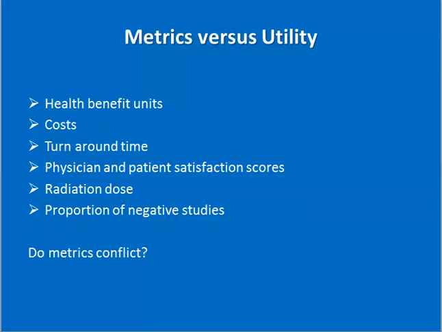When one makes comparisons between the United States and other westernized countries about the delivery of the healthcare and the outcome, this is a metric that is often used. There are other metrics, such as costs, and for imaging, turnaround time of report, physician and patient satisfaction scores, radiation dose, and probably increasingly proportion of negative studies. One thing I want you to think about when thinking about metrics is ask yourself, do the metrics conflict?